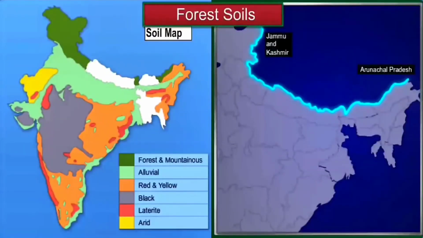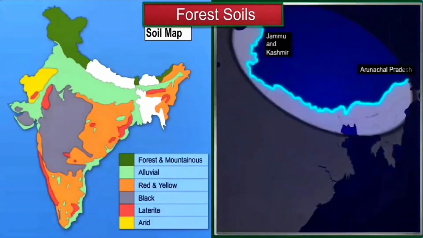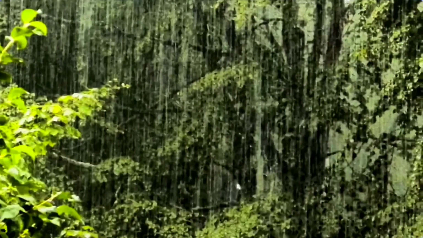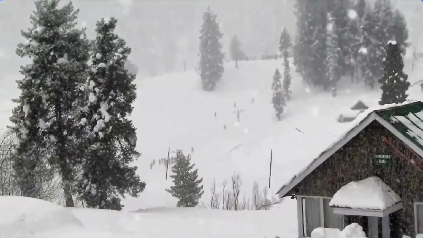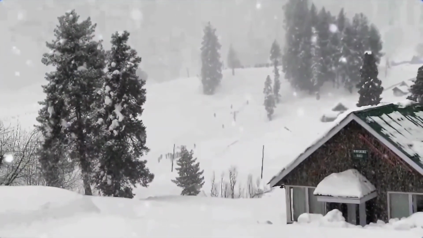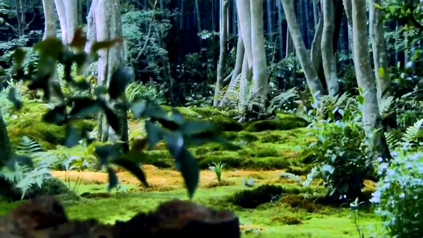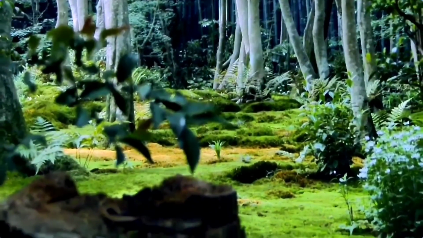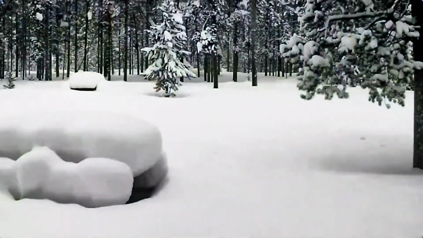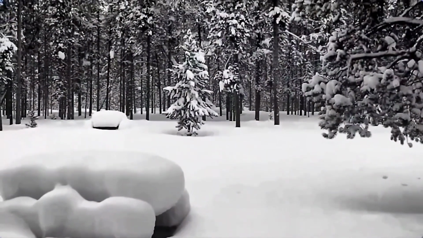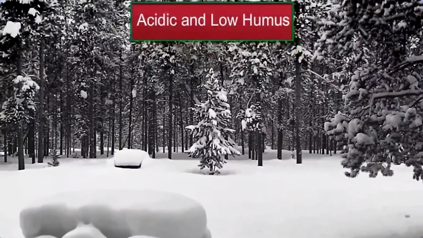Forest or mountain soil is found in the mountainous region of the Himalayas from Jammu and Kashmir to Arunachal Pradesh. Most of these regions experience a cool climate with abundant rain and snowfall. The texture of the mountain soil varies from coarse grain on the mountain slopes to fine in the river valleys. Mountain soil in snow-covered areas is often acidic and low in humus content.